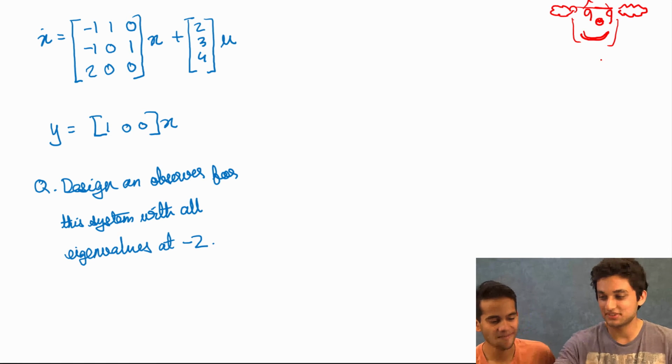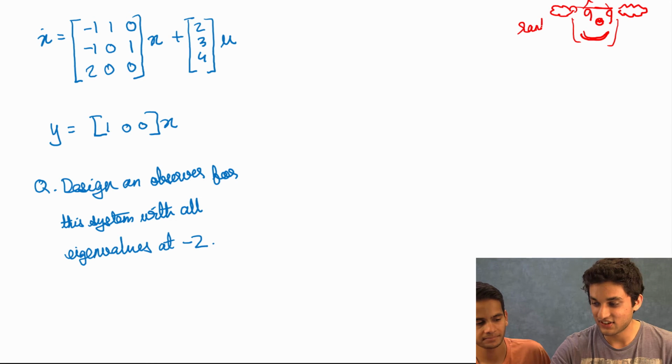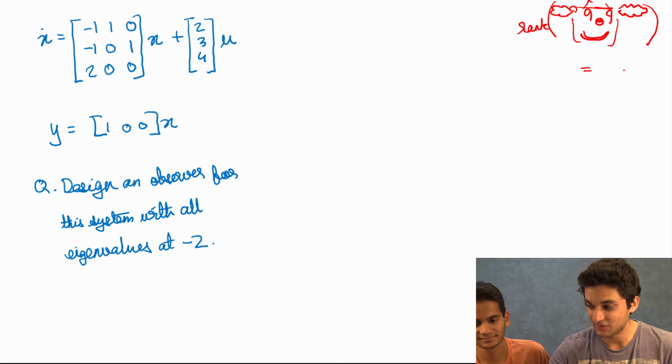All right. That's the observability matrix. So, is the rank of this equal to the dimension of our state space?